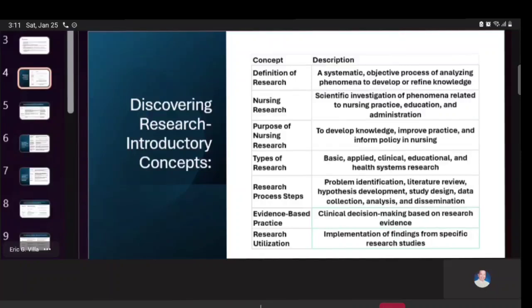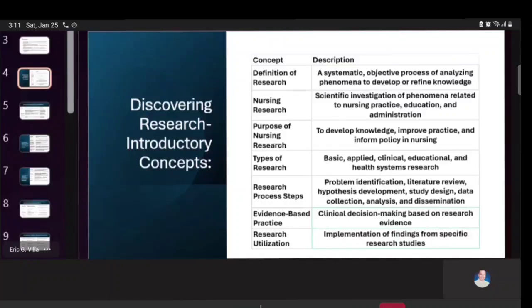And there are several types of research that nursing students may encounter or conduct. These range from basic research, which focuses on fundamental principles, to more applied research which addresses specific clinical problems. Clinical research, educational research, and health system research are also common in nursing, in which they address different aspects of our profession.